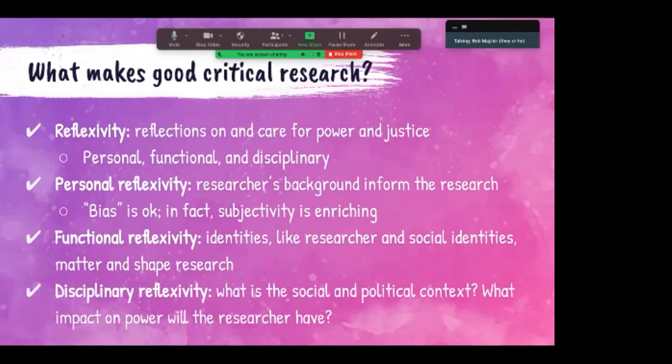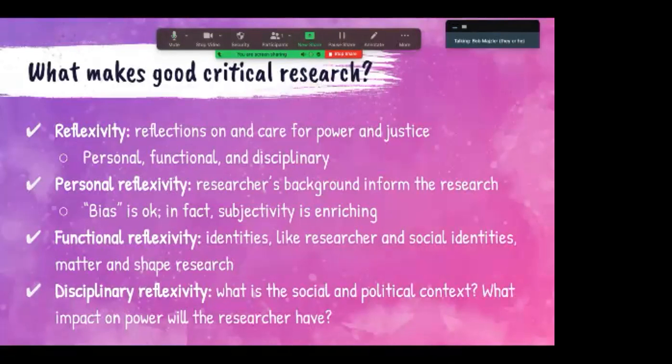And then the disciplinary reflexivity is what is the social and political context? What impact on power will the research have? So research should have an impact on power. It should change power dynamics in the world. And if we're thinking about critical science, it should be clear about that.